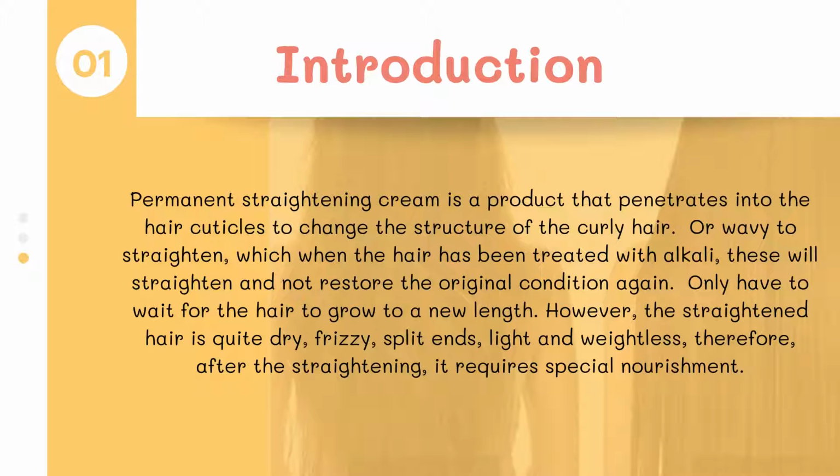Introduction. A permanent straightening cream is a substance that is applied to the hair after it has been made alkaline. The hair will be straightened and will not be restored until it grows back. The state of the hair after straightening necessitates careful attention because of the frizziness, dryness, and spreading in the hair.